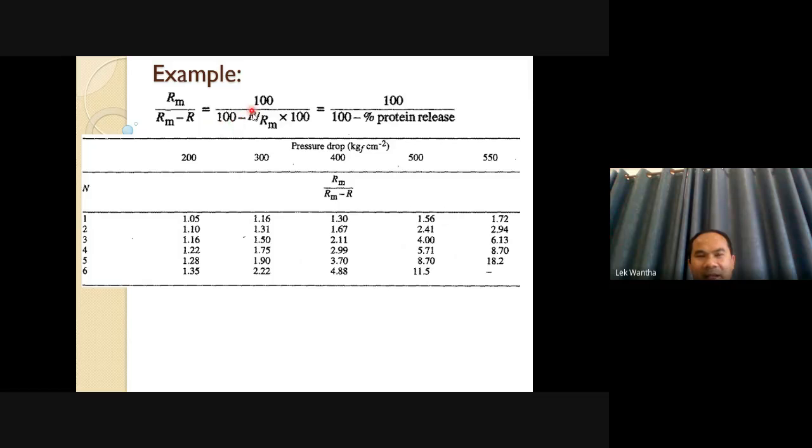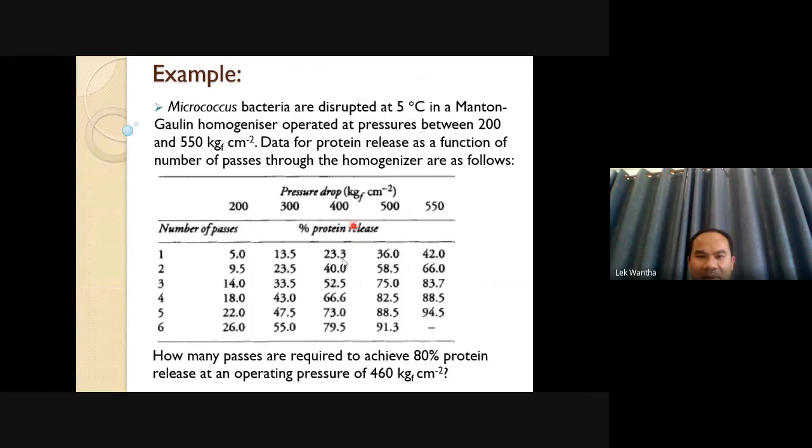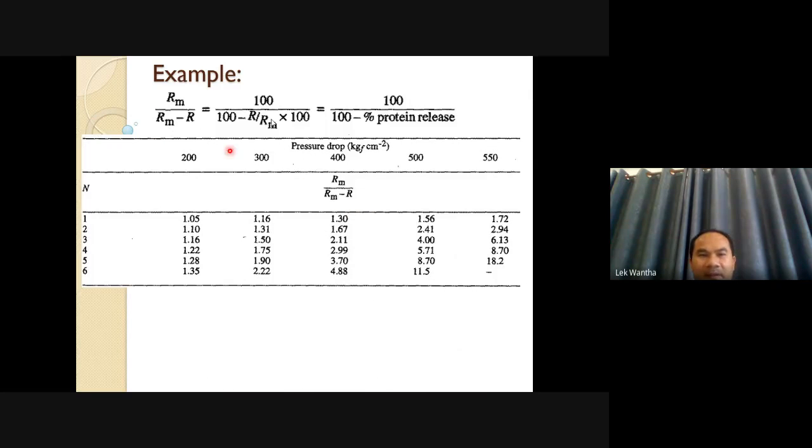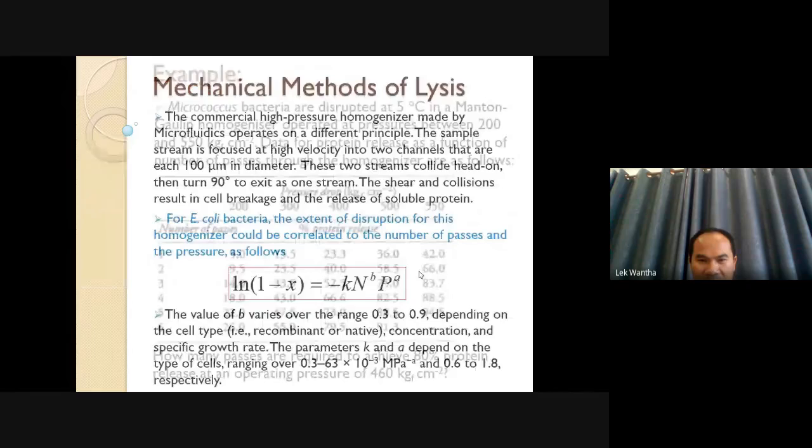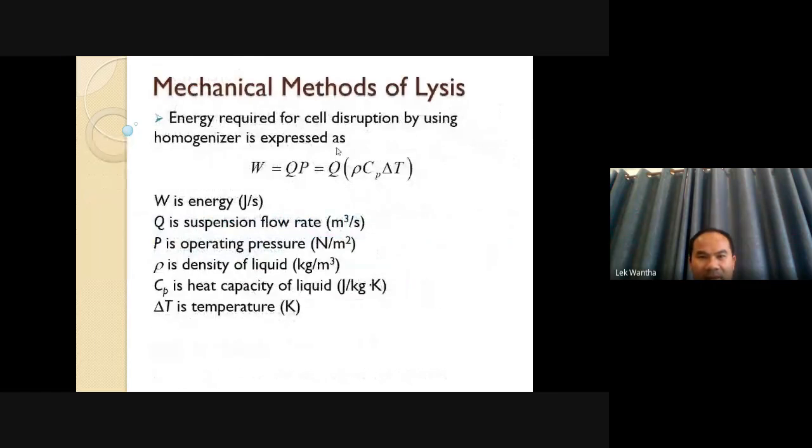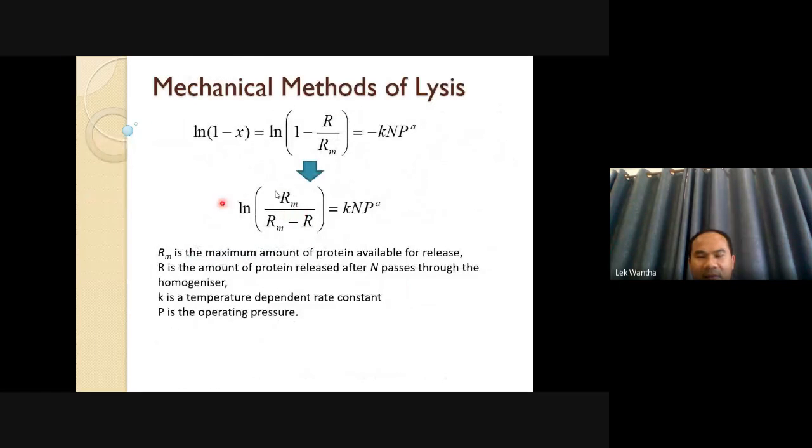Okay, this 100 minus R is the same, and it's also 100 minus percent protein release, because for this example we give you the percent protein release, and the maximum is 100. Okay, in that case, we can follow this equation. We plot Rm over Rm minus R versus P or N, something like this.